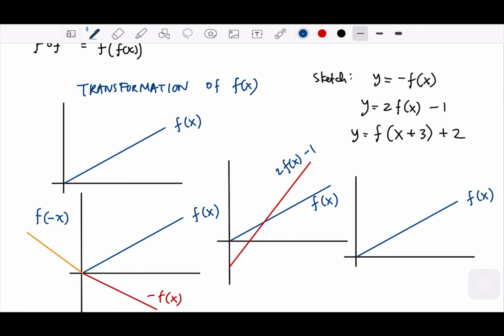Okay, the next one is the third case: f of x plus 3, plus 2. I think to make the picture look good, let me change the question. Okay, let me change the question with minus. If not, then it will be messy.